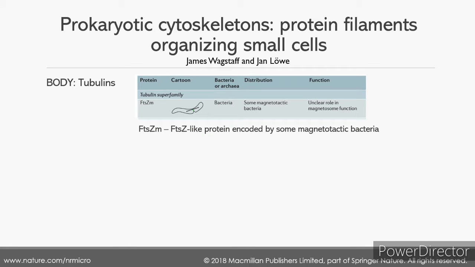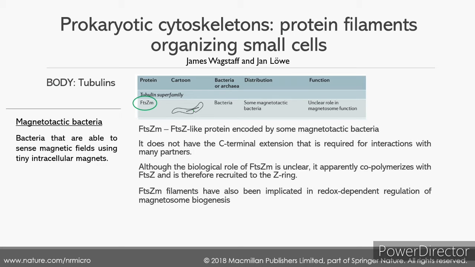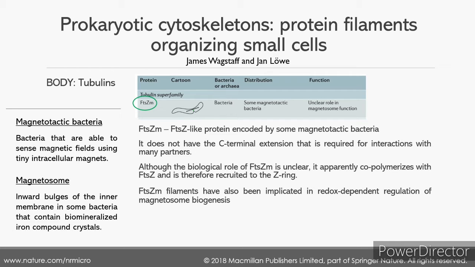Some magnetotactic bacteria encode an additional FtsZ-like protein termed FtsZm that does not have the C-terminal extension that is required for interactions with many partners. Although the biological role of FtsZm is unclear, it apparently copolymerizes with FtsZ and is therefore recruited to the Z ring. FtsZm filaments have also been implicated in redox-dependent regulation of magnetosome biogenesis.